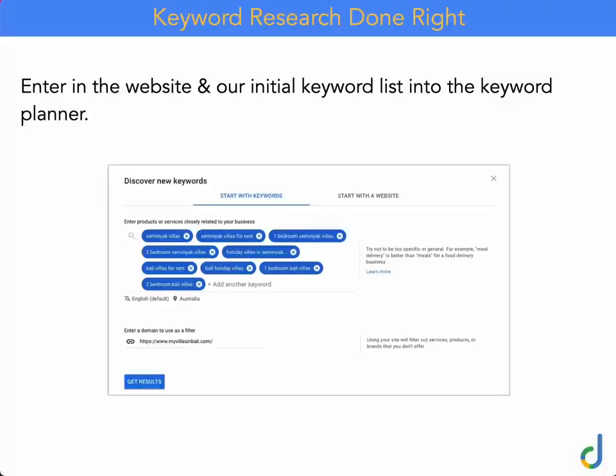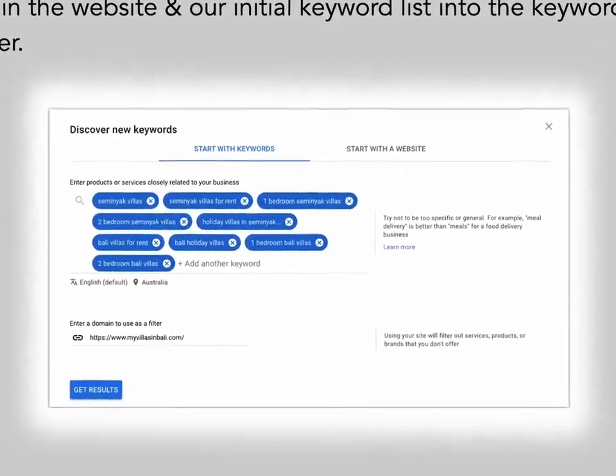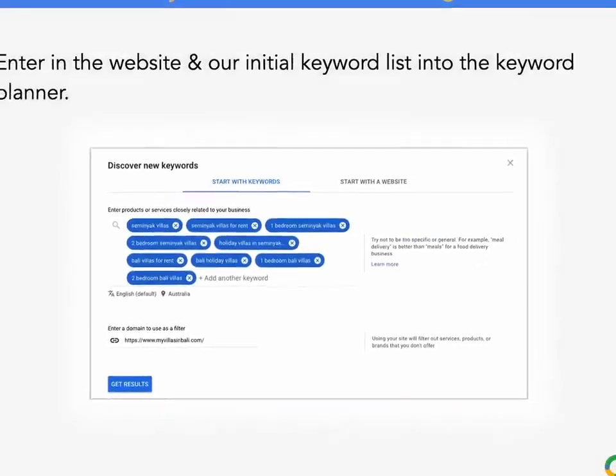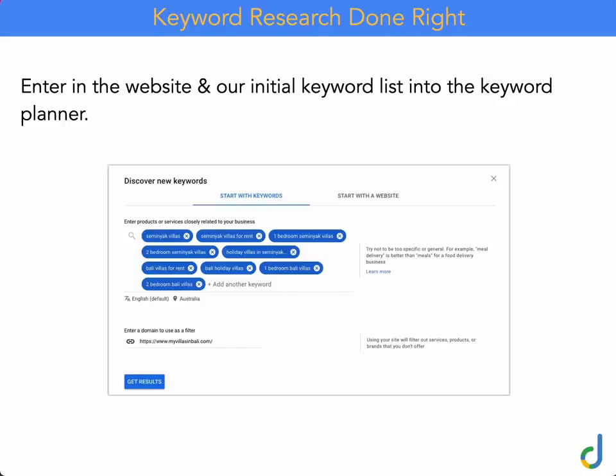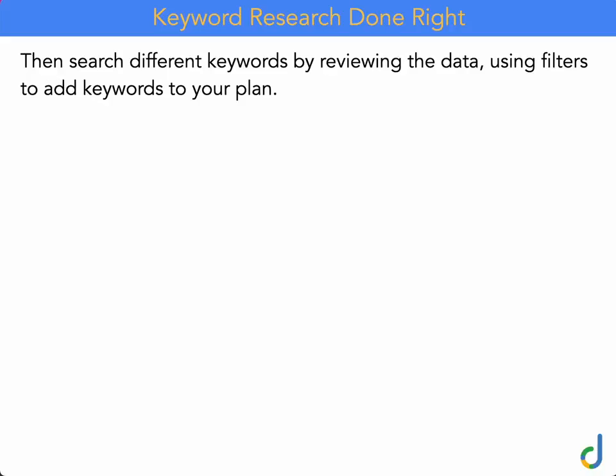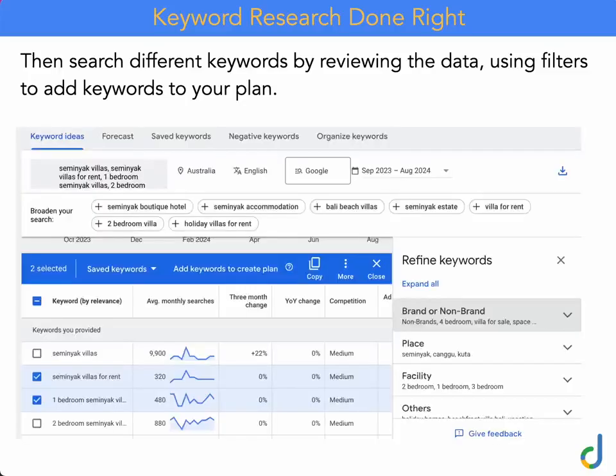Then from there, we enter in our initial keyword list. So grab those 5 to 10 keyword searches and just copy them. That's why I put them into a Google Doc or a note. If you have them on different lines in your Google Doc or notes, they'll appear as the individual keyword searches. And then you also add in your website and then click on get results. Now, this is where it's been updated and this is switching over to the new keyword planner. So then you search different keywords by reviewing the data, using filters to add keywords to your plan.